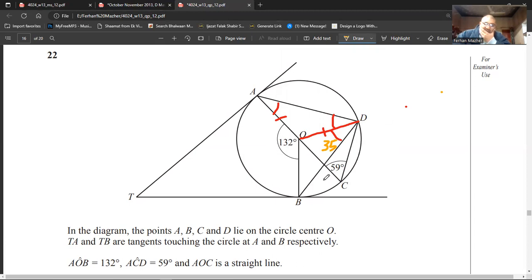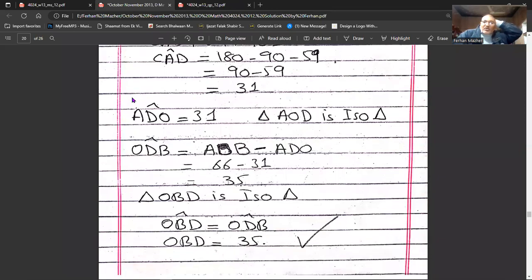So if this is 35, can you see this is the radius OD and this is also a radius? So how much will this be? This is the main question. OBD will also be 35. Triangle OBD is an isosceles triangle, I just showed you, so the OBD will be equal to the ODB. So OBD will be equal to 35 also. 35 is the answer.